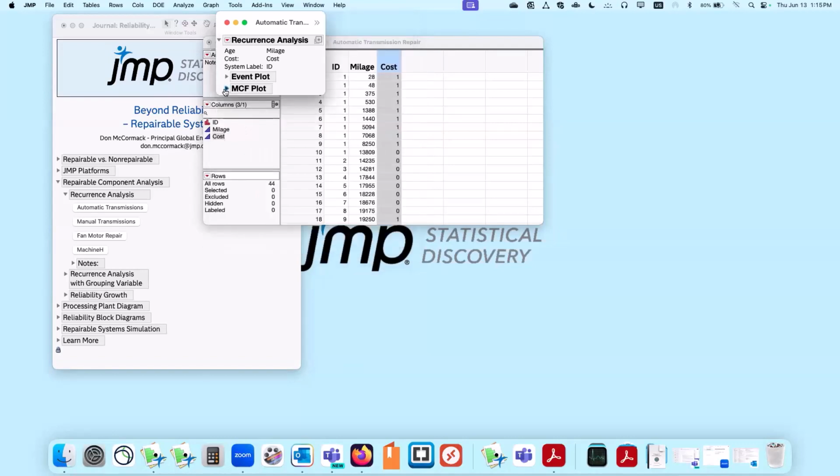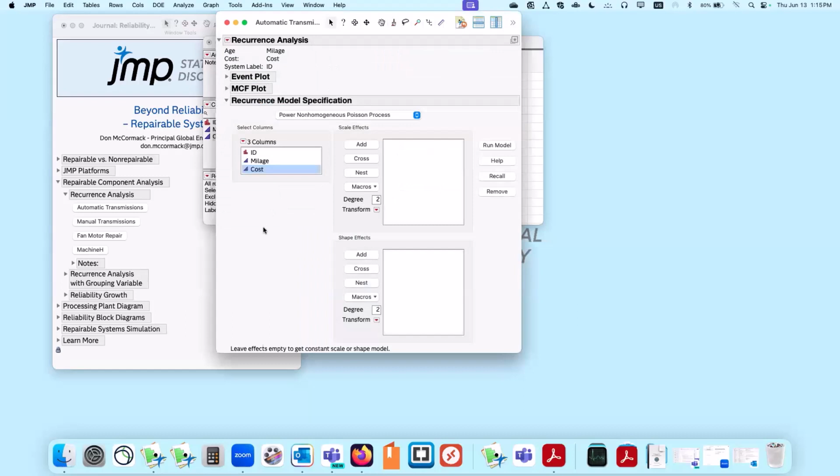Now, the business end, the important aspect, the modeling part of repairable system reliability, in particular with recurrence analysis, is you're going to find that under the hotspot, and you're going to go down to Fit Model. Now I'm going to fit my model to my data. The default model is this power non-homogeneous Poisson process, so PNHPP. This is my Weibull. If you go to the literature, if you work out the mathematics, the underlying distribution for a power non-homogeneous Poisson process is a Weibull distribution.